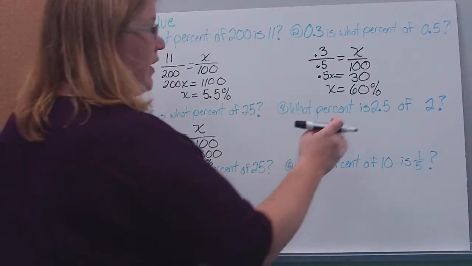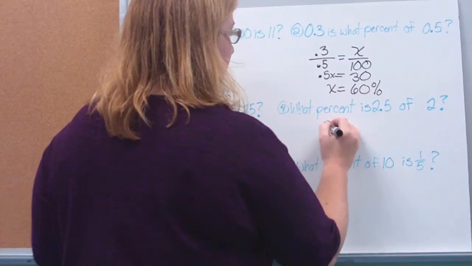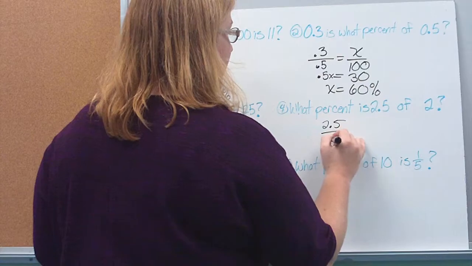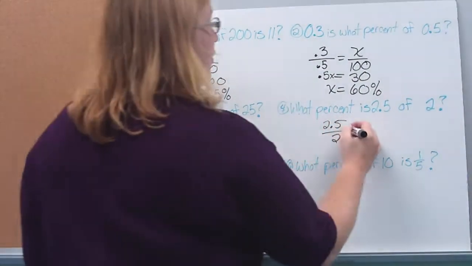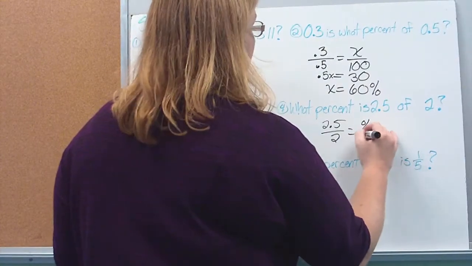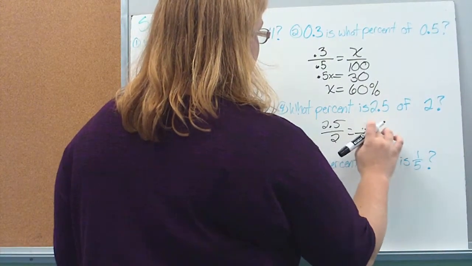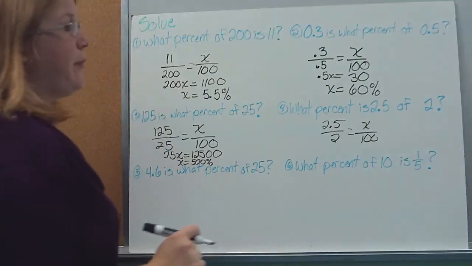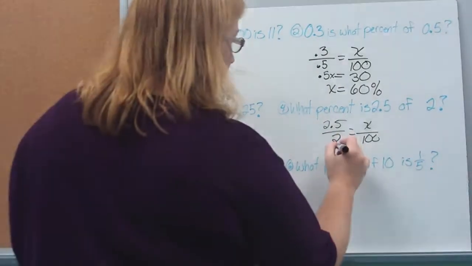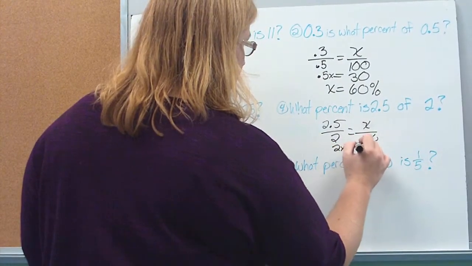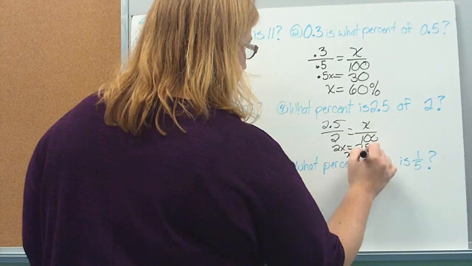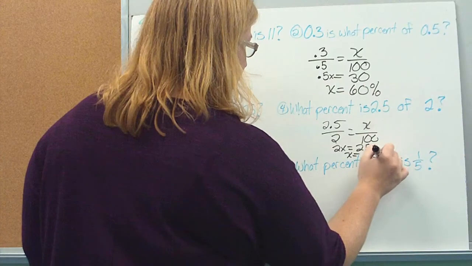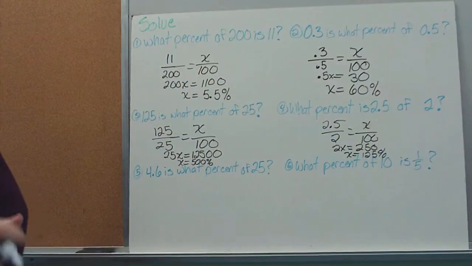All right. So again, over here, is and of. My "is" is 2.5. My "of" is 2. My "is" is bigger than my "of," so it's going to be a percent that's greater than 100. Percent there, x, my variable. So again, we'll do our multiplication, and I find out that it is 125%.